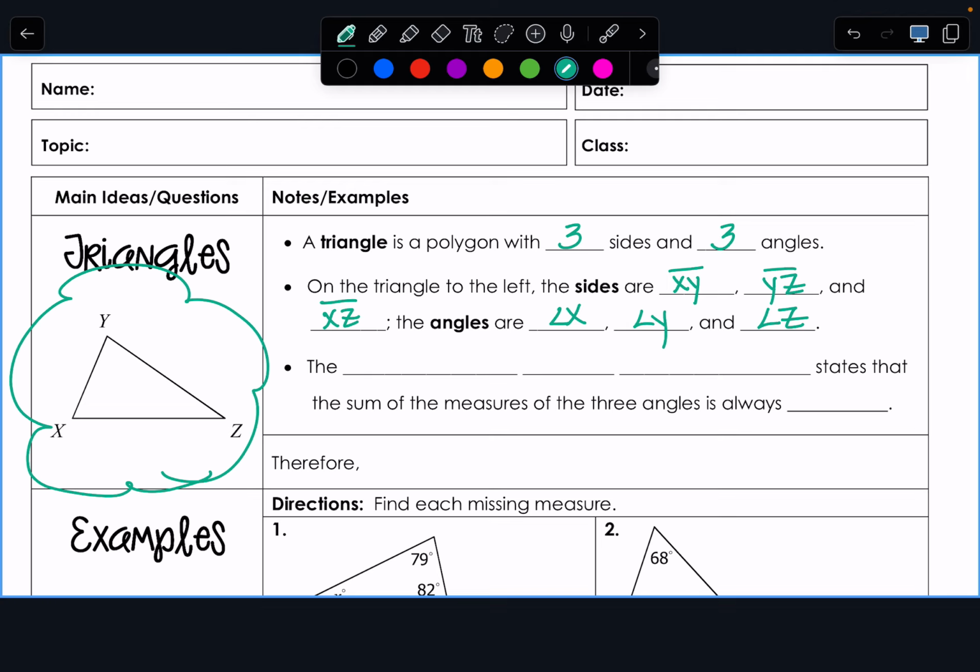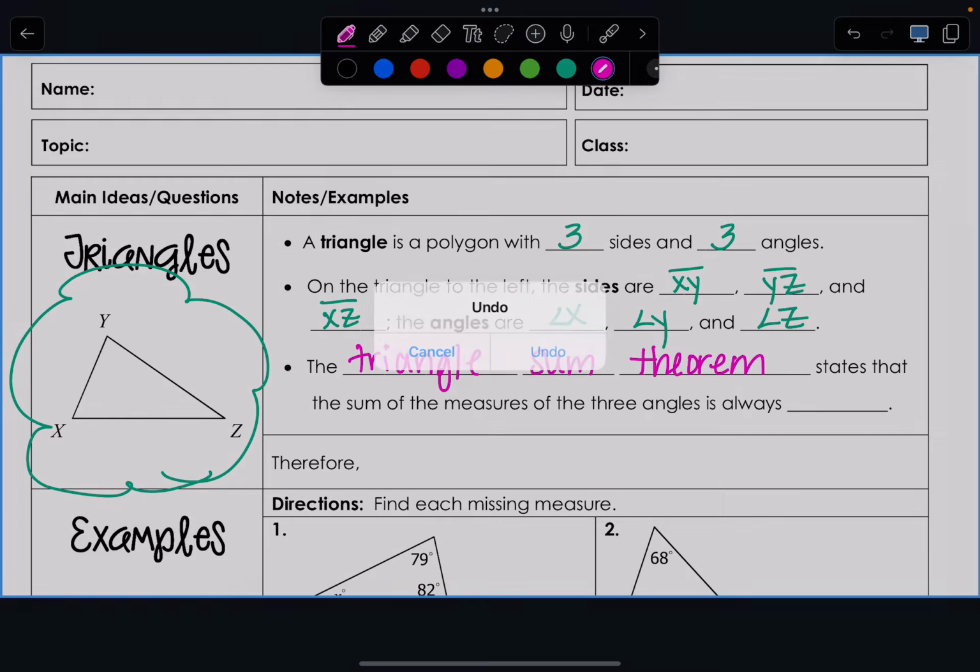Okay, so I don't really care if you remember what the name is, but we're going to focus on what's called the triangle sum theorem. What does sum mean? Sum means what operation? Addition. Thank you, Farah. Okay. Sum means we're adding.